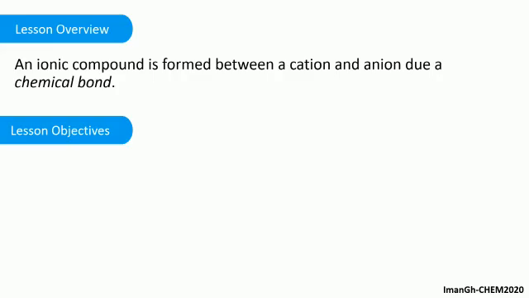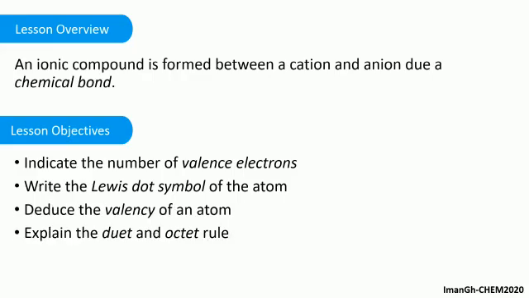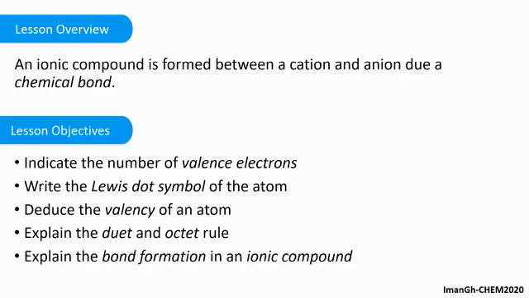At the end of this lesson, you will be able to indicate the number of valence electrons of an atom, write its lowest dot symbol, deduce the valency of an atom, explain the Duet and Octet rule, and finally explain bond formation between two ions to form an ionic compound.